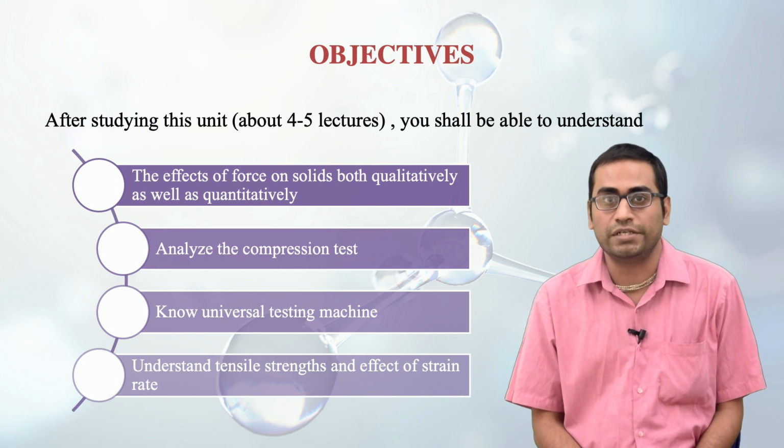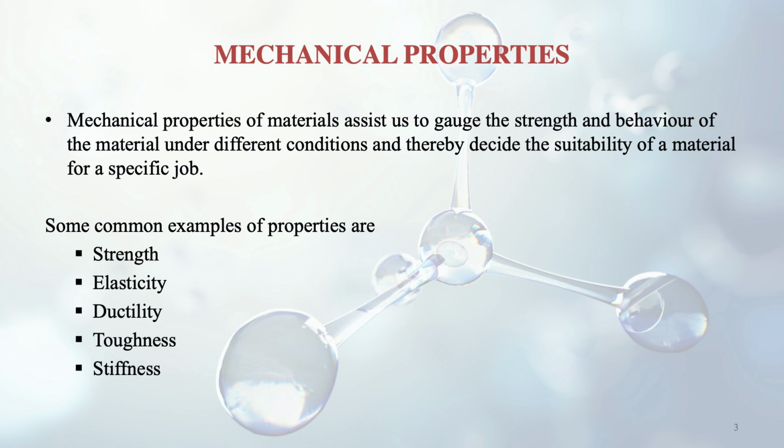So when we talk of mechanical properties, it comprises different things. Some examples are given here: strength, elasticity, ductility, toughness, stiffness. All these things you will be able to know, and you will be able to gauge the strength and the behavior of the material under different conditions, and thereby decide the suitability of a material for a specific job.